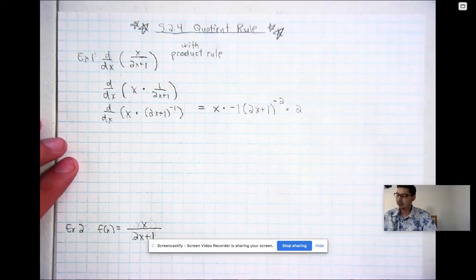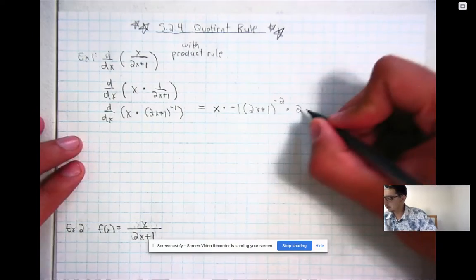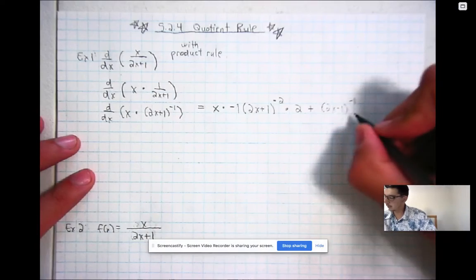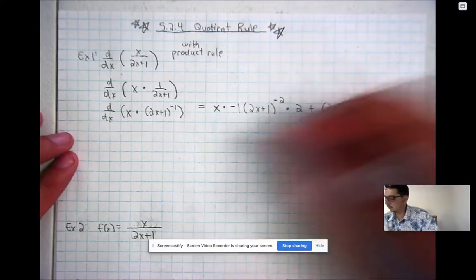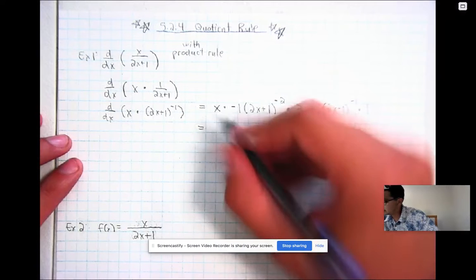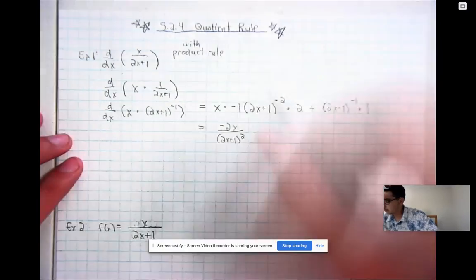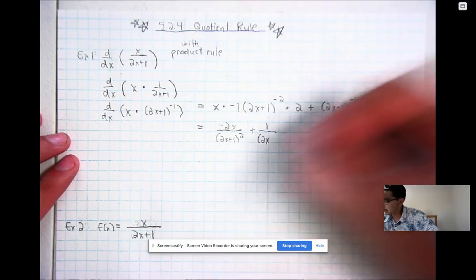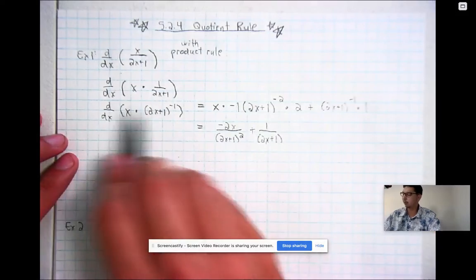times 2. All right, so continuing off the product rule, we had to take a little shortcut there for the chain rule, plus the second function times the derivative of the first, and the derivative of x is 1. So there we go. There's the derivative of that, and let's clean this up a little bit. So that's going to give us negative 2x over (2x plus 1) squared plus 1 over 2x plus 1, plus the second times the derivative of the first, yes.